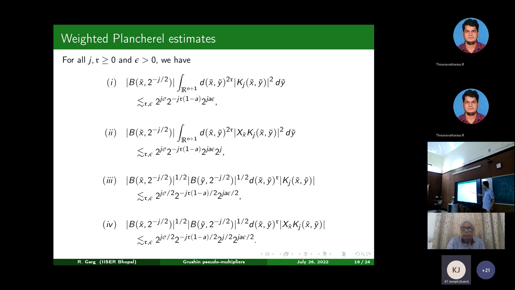The next object that comes up is this: in our analysis, if you sort of unwrap the proof in Euclidean, you will see that these estimates are absolutely required in one way or the other. So not only are the kernel's weighted estimates required, its derivatives' weighted estimates are also required. And that was the challenge.